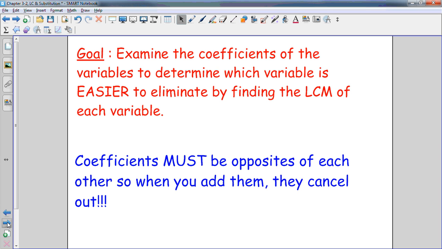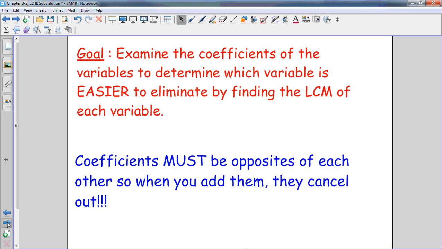My goal is to examine the coefficients of the variables. What is a coefficient? The number before the variable. I want to examine the number before the variable, the coefficients of the variables, to determine which variable is easier to eliminate by finding the least common multiple of each variable. The coefficients must be opposites. What are opposites? If I have 2, what's the opposite of 2? Negative 2. The coefficients, you want to pick one and make them opposite. That's our goal, so that when we add them, we can cancel them out.